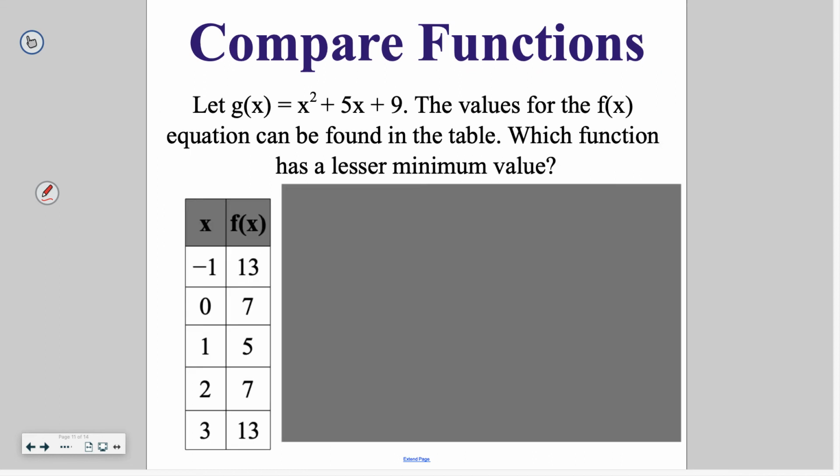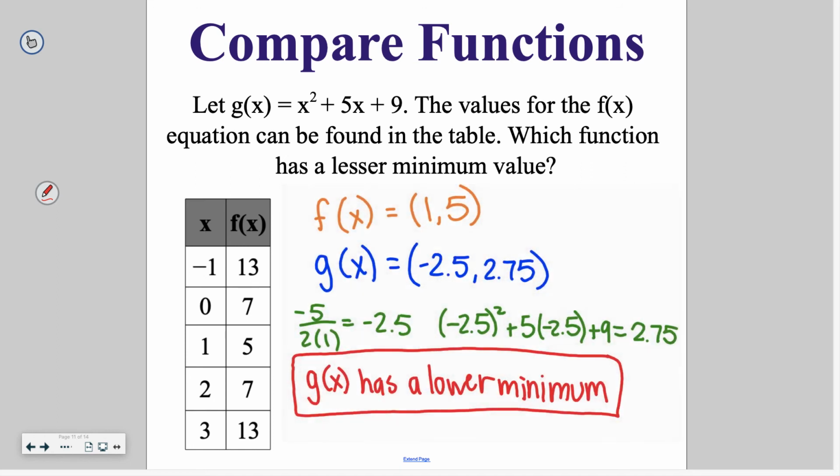Go ahead and try this one on your own, looking to see which one has the lesser minimum value. For f of x, you can pick out from the table, it's at (1, 5). For g of x you have to solve, and you get (-2.5, 2.75), and that 2.75 gives us the lower minimum for g of x.